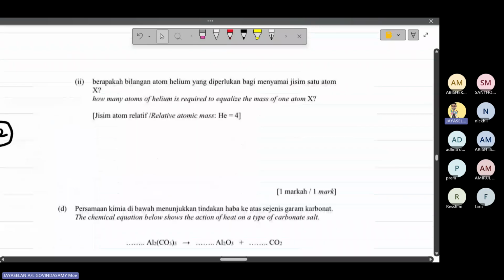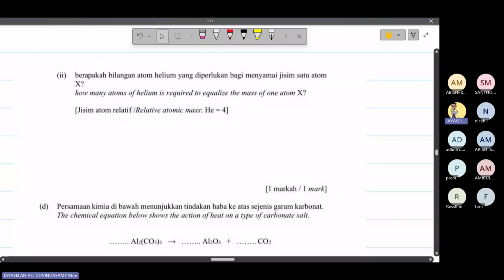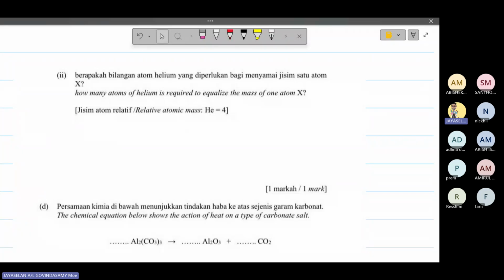Okay, now we do the second question. Berapakah bilangan atom helium yang diperlukan untuk menyamai jisim satu atom X? Okay, try to do 1 minute from now. So how many atoms of helium is required to equalize the mass of one atom X? Kalau dah siap boleh angkat tangan.